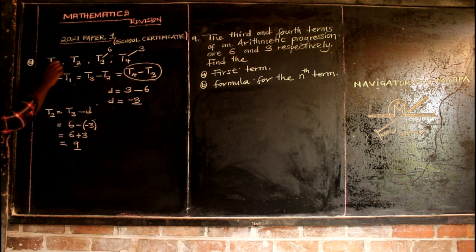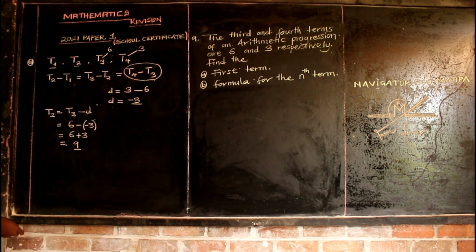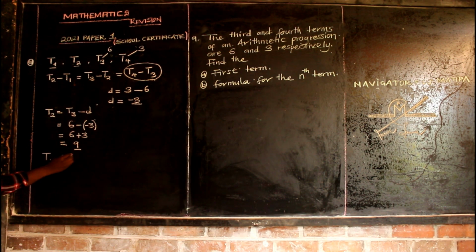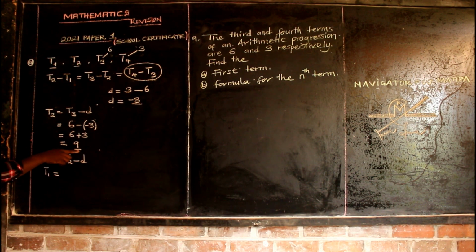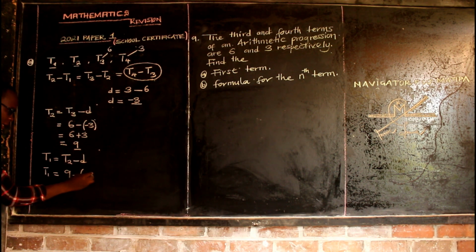Okay? Let us also find the first term, term number 1, which is part of question A. Let us find term number 1. So term number 1 is equal to term number 2 minus the common difference, which is D. So term number 1 is equal to, what's our second term? Term number 2, it's 9. So it's 9 minus, what is our common difference? Common difference is negative 3. So where we have got a D, you put negative 3.